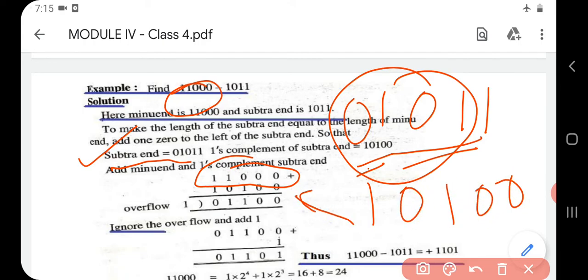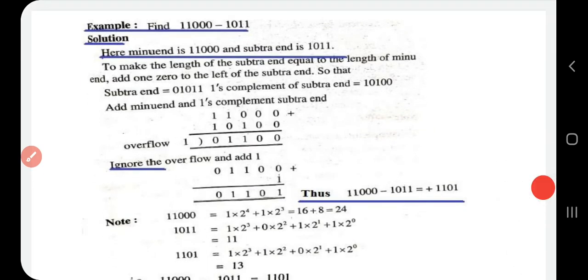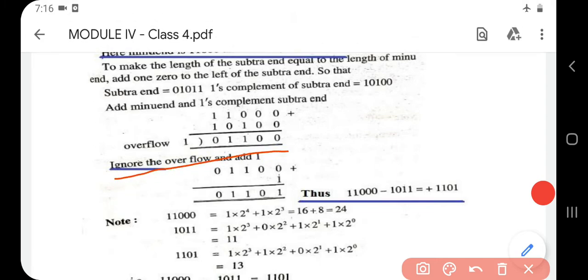See, this one. This minuend is written as such, and the subtrahend became like this: you have first made its length equal to that of the minuend, and then you have taken its 1's complement. Then after that you add: 0 plus 0 is 0, 0 plus 0 is 0, 0 plus 1 is 1, 1 plus 0 is 1, 1 plus 1 is actually 0 with a carry 1, and that 1 is called overflow. Since there is an overflow, the number that you obtain is a positive number. Once you get an overflow, the next step is you ignore the overflow and add 1. That is, you take only this part. Then add 1. So 0 plus 1 is 1, 0, 0, 1 is written as such. This will be the answer.